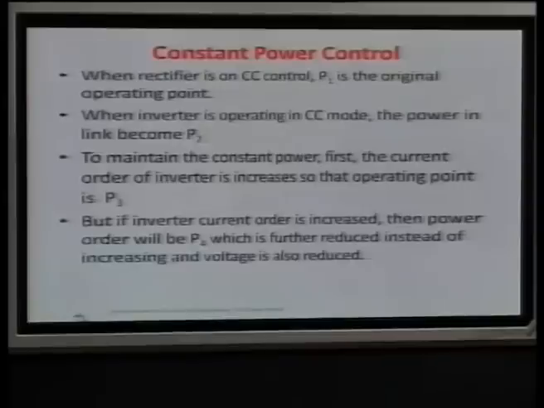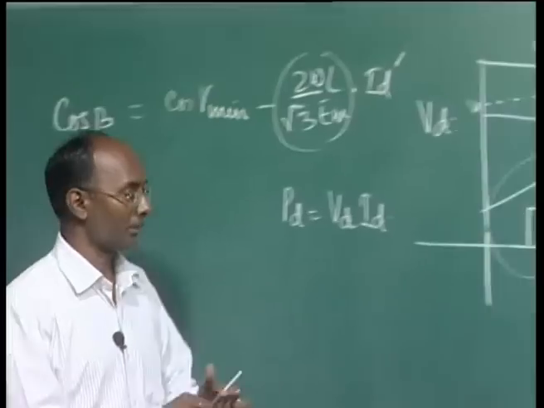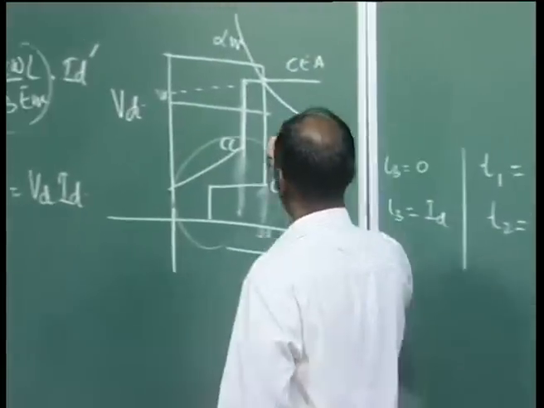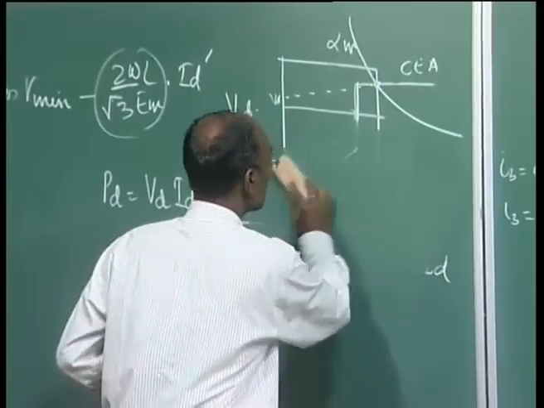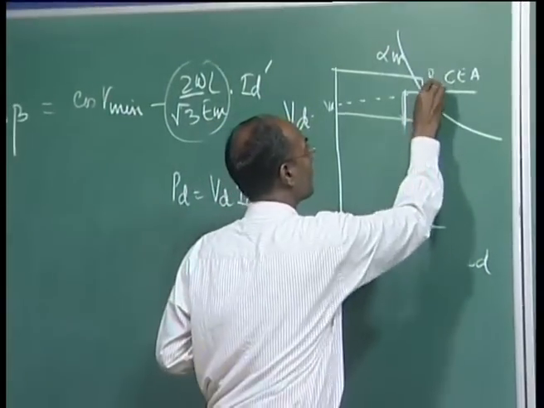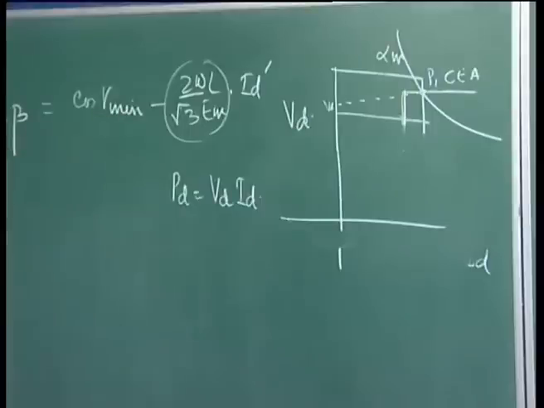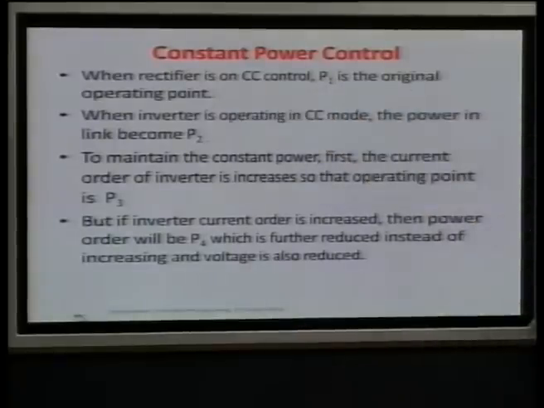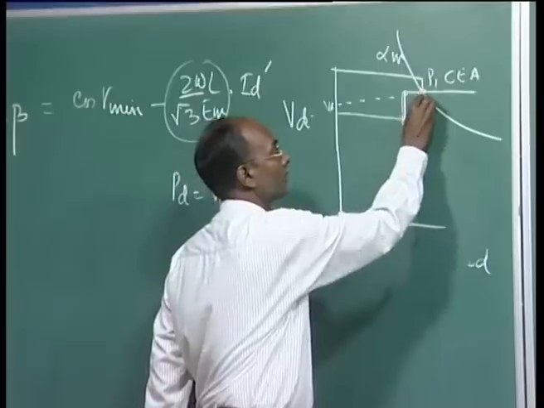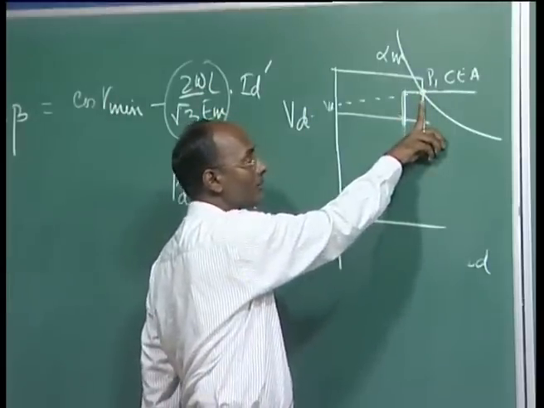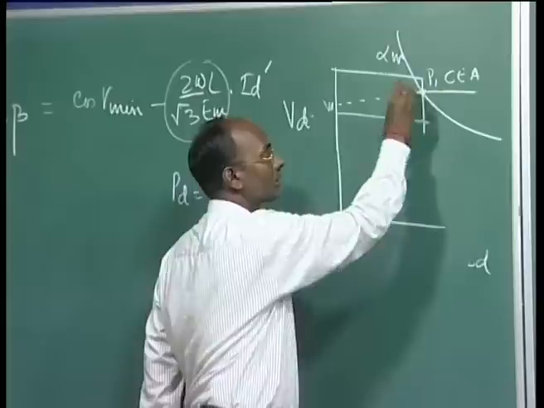So, to understand this constant power control, again I will come here and you see your actual operating power. I can just remove this here. This is your P1 point. You can see when the rectifier is on CC control, P1 is the original operating point, because this is your rectifier CC, this is your CEA, and this is your operating point.